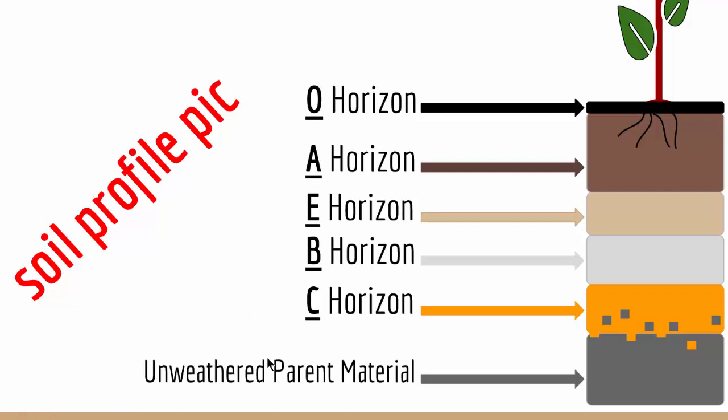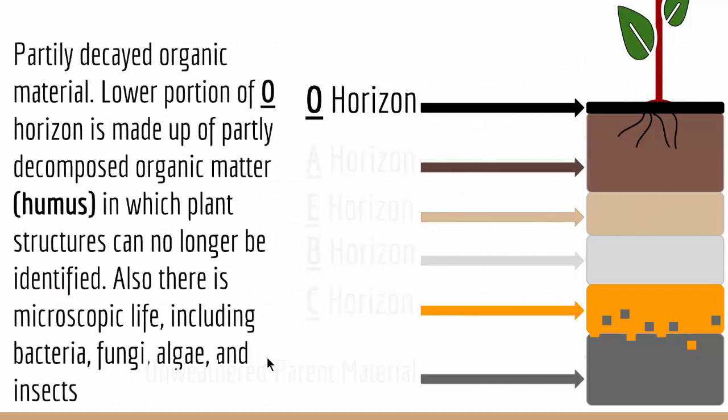So let's look at each of these horizons in more detail. The first one is the O horizon, which stands for organic matter. The O horizon, or this layer, generally forms above the mineral soil or occurs in an organic soil profile. As we mentioned, the O stands for organic matter. This horizon has partially decayed organic material.